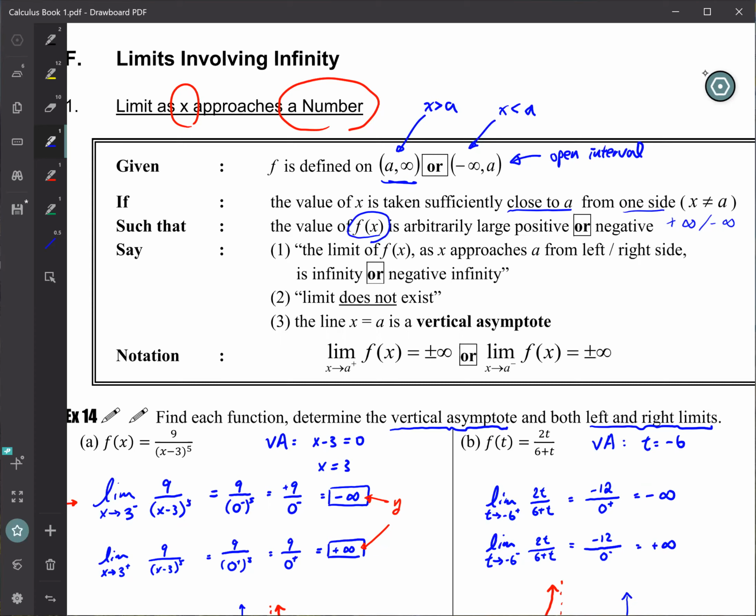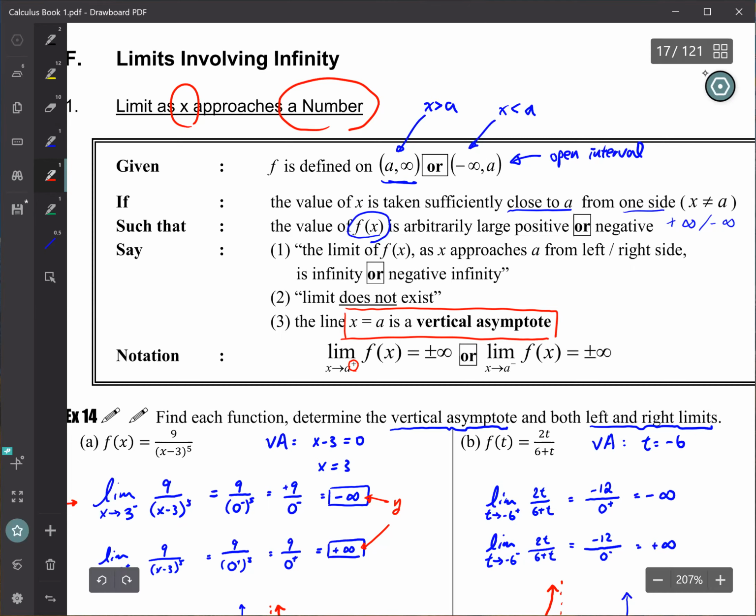And then the line will be called the vertical asymptote. So you can box that. This is the vertical asymptote. The answer to the limit must be infinity. Then you can say it's a vertical asymptote. So for the notation, you could have approaching from the right side, you get infinity, or approaching from the left side, you get infinity.